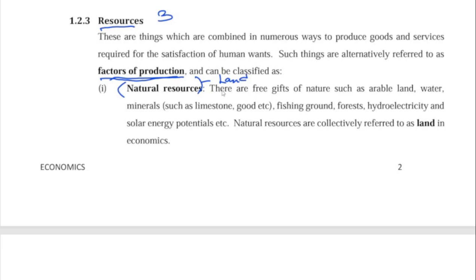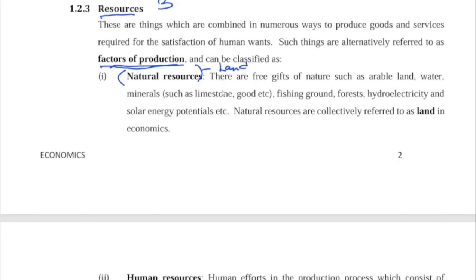Land is more than just the physical good, the road. You have every free gift of nature to be your land: fishing ground, forest, hydroelectricity, solar energy potentials. All of those non-economic goods are regarded to be land. Do you understand my point? They are regarded to be what? To be land. Natural resources are collectively referred to as land in economics.